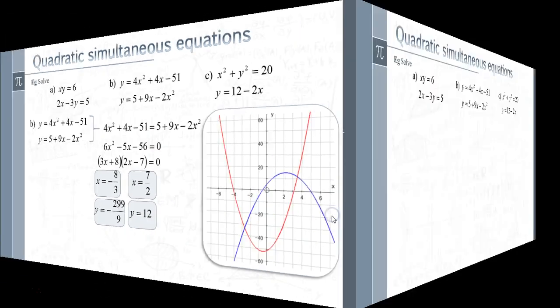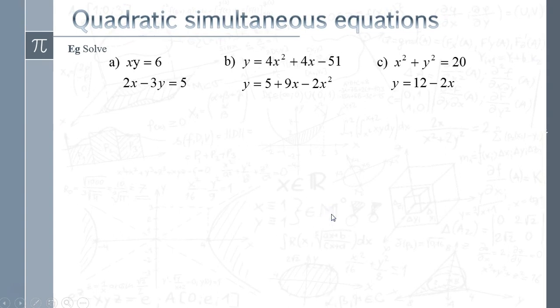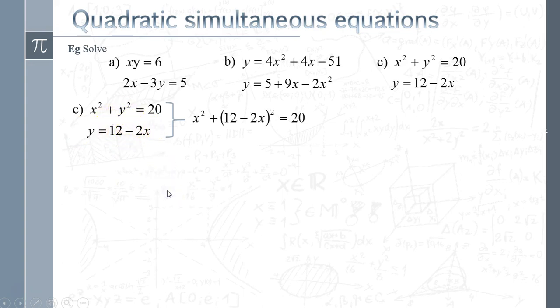Okay, and on to our third example now. This time what we've got is this equation here, which is an equation of a circle, and we've got a straight line, so we're going to see where this straight line goes through the circle. Again, this is already in the form y equals, so we just need to take the 12 minus 2x and substitute it into our top equation.